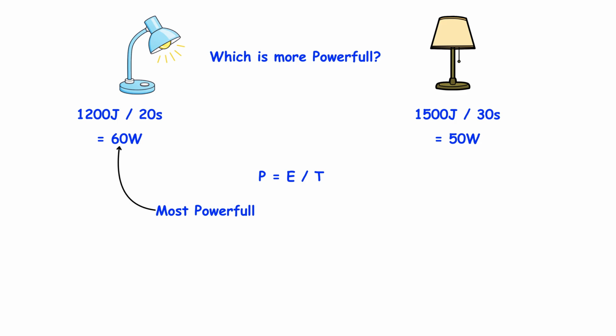For the left lamp, we'll do 1,200 joules divided by 20 seconds to give us 60 watts of power, and for the right lamp, we divide 1,500 joules by 30 seconds to get 50 watts. So, we can clearly tell that the left lamp is more powerful. If you look on your lamp at home, there may even be a label showing you its power.